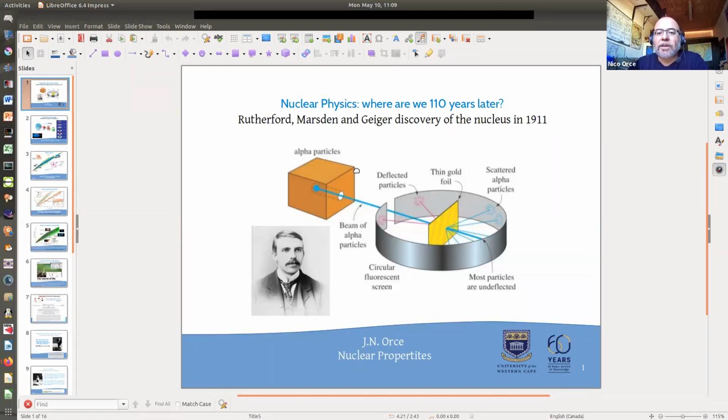And these particles, as you can see, most of them go through, and most particles are undeflected, but a few of them were seen at back angles. So that was kind of surprising, because before we had this plum pudding model of the nucleus. So in principle, the nucleus was all composed of electrons, and electrons couldn't stop these alpha particles. So it was unexpected that some of the particles were deflected and seen at backward angles, right?